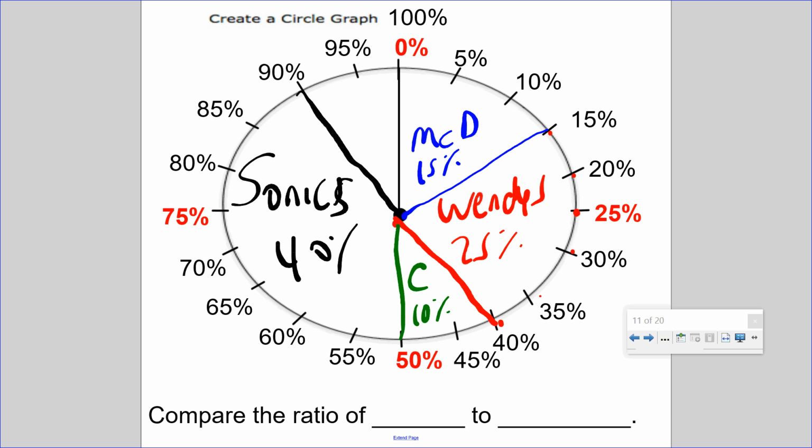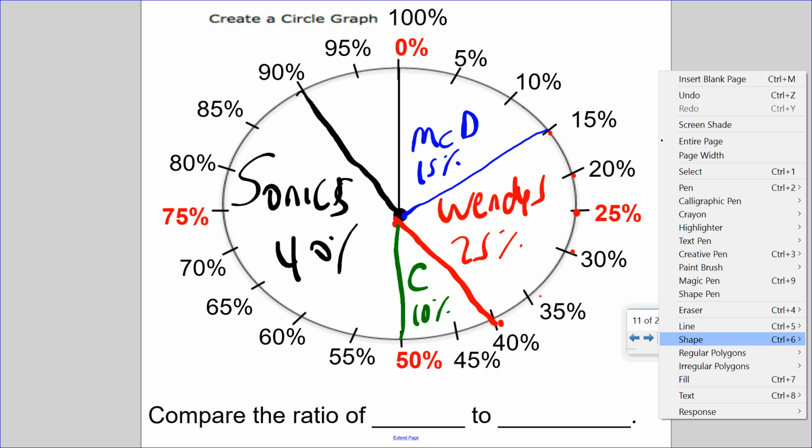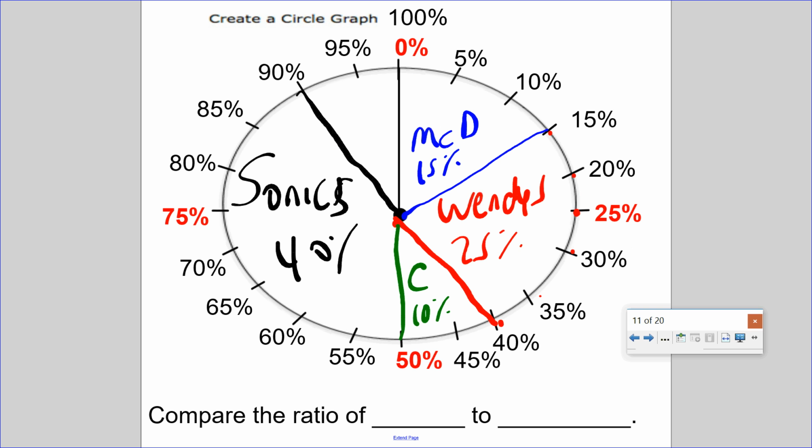And the last restaurant was Whataburger, which was 10%. So this represents a circle graph. It started at 0% and went to 100%. The only difference between this circle graph and a percent bar is that one is rectangular in nature and this is circular in nature.